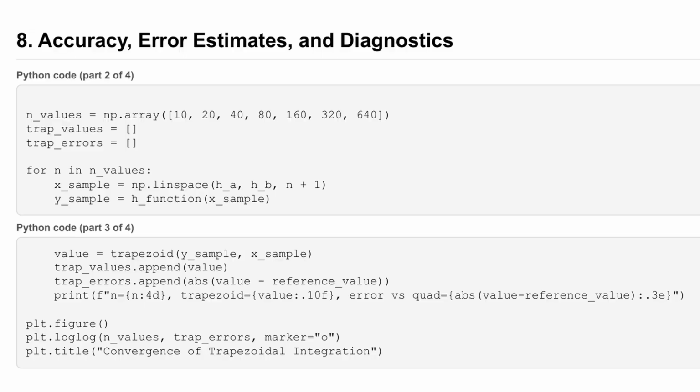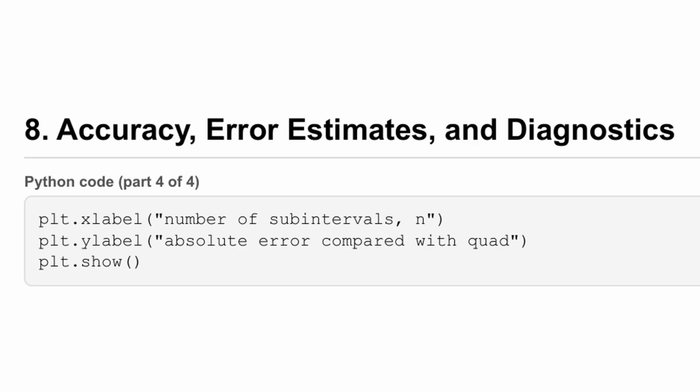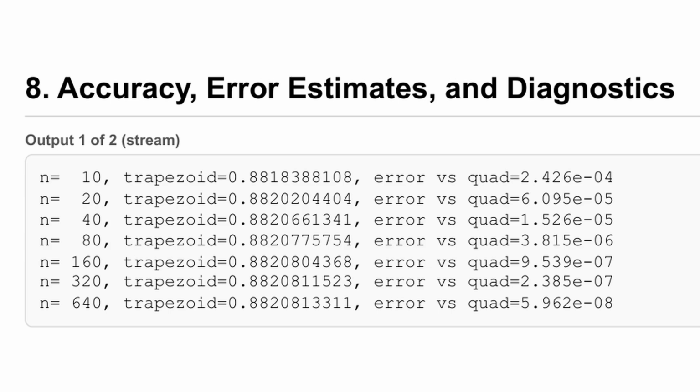Let us demonstrate deterministic convergence using the trapezoidal rule on a Gaussian-like function. We will vary the number of subintervals from 10 up to 640 and track how the absolute error relative to the quad result changes. We will plot this error on a log-log scale. For the trapezoidal rule, we expect a very specific relationship between the number of intervals and the accuracy of the result. The numerical output shows the error dropping rapidly.